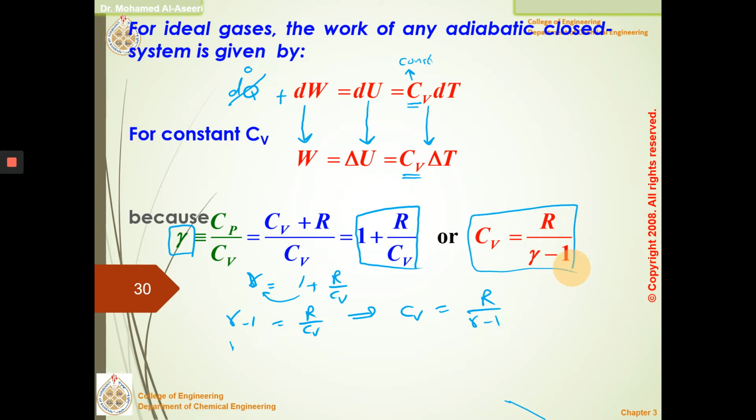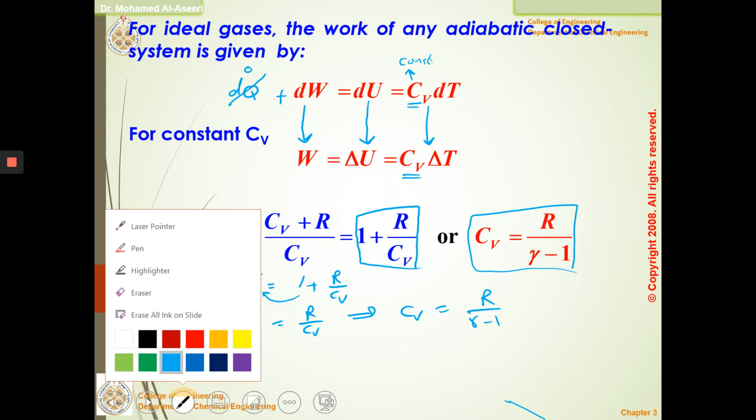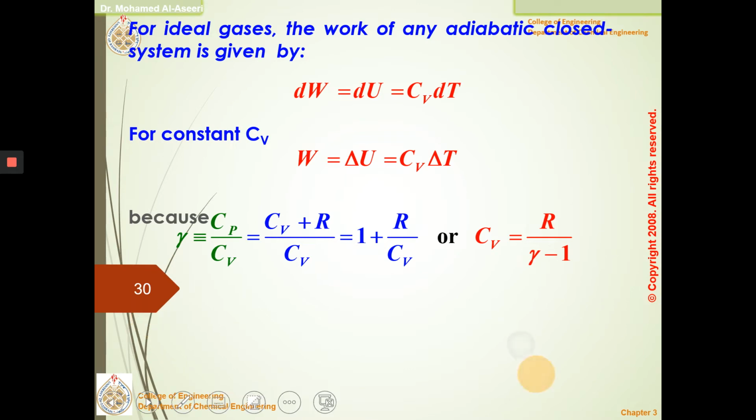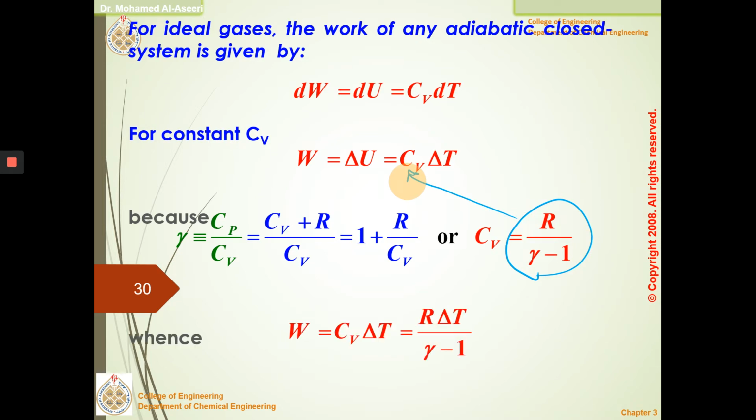And why did you do this, Doctor? Because I want to put this Cv. Okay, so in this case, delta U can be written as, instead of Cv, I can put R over gamma minus 1. This is useful especially when Cv was not given, but gamma was given instead. Is that clear? Clear so far? Any question?